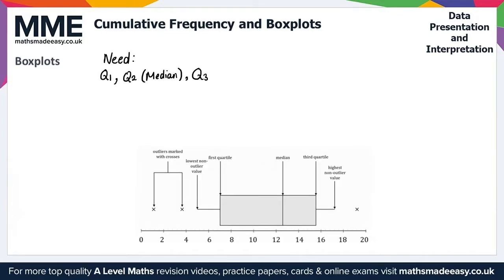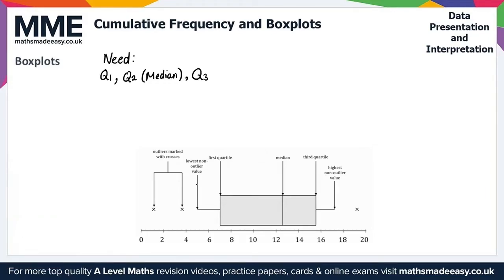So here, this is an example now of a typical box plot. We can see we've got Q1, Q2, the median, and Q3 here as the first quartile, the median, and the third quartile. So that's represented by these lines here. Okay, so this is the median, this is Q1, the first quartile, and this is Q3. We also have some other bits of information that we need here.